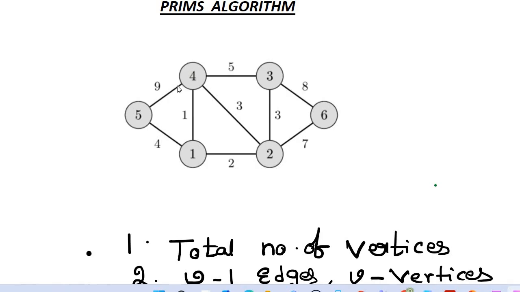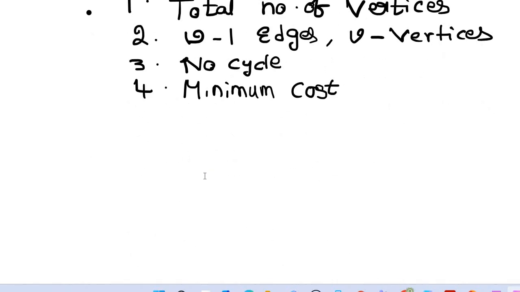So 5 to 4, the cost associated with edge is 9. 5 to 1, the cost associated with edge is 4. Now between 9 and 4, two values, I have to always go with the least value. 4 is less compared to 9. So I am including 5 to 1 edge. So now let us draw 5 to 1.